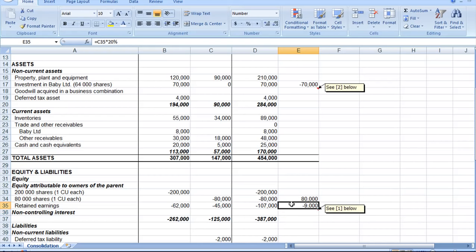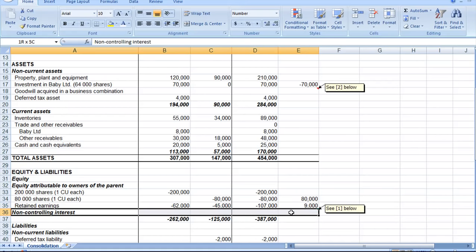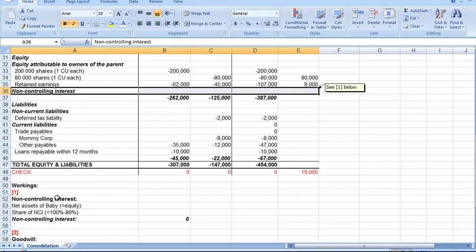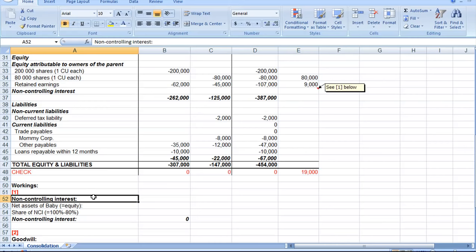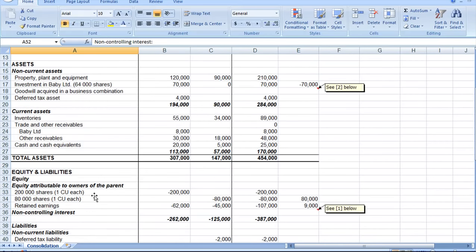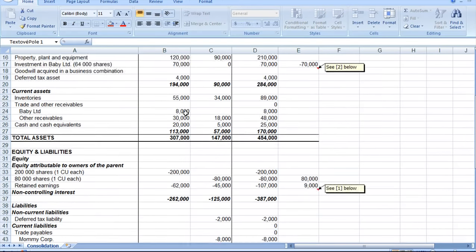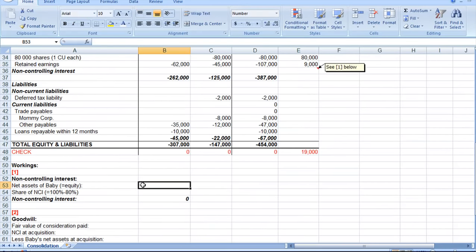And finally, we need to recognize non-controlling interest at the reporting date. Let's calculate it below in a separate note or working. The question asks to measure non-controlling interest at its proportionate share of net assets. So, Baby's net assets are 125,000, which is Baby's equity.